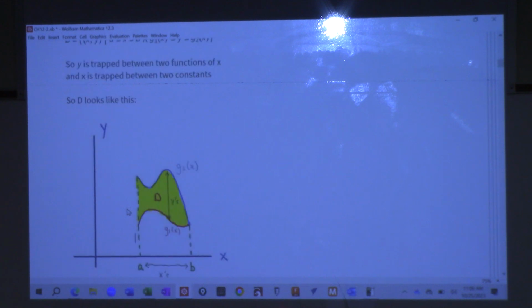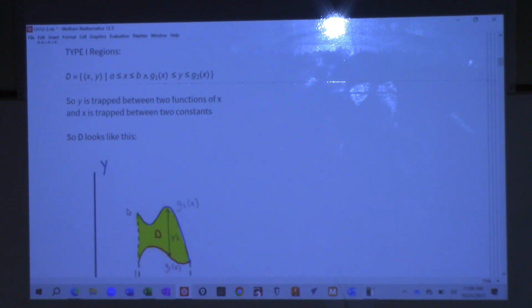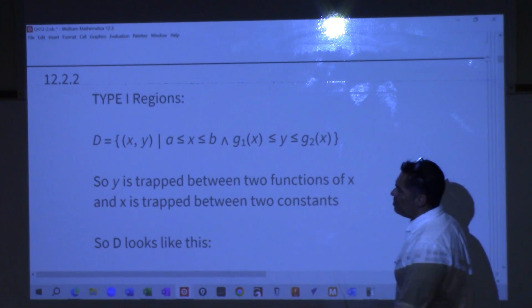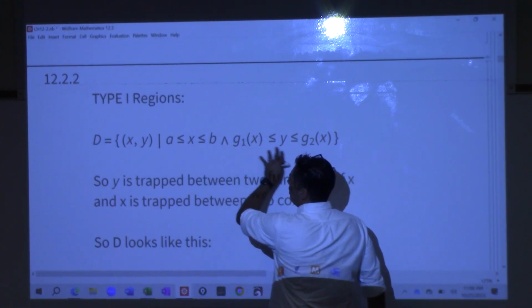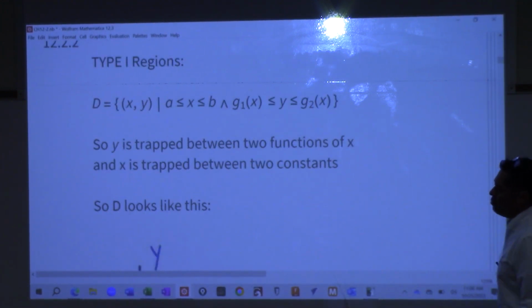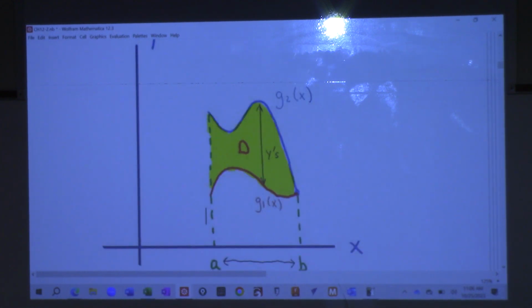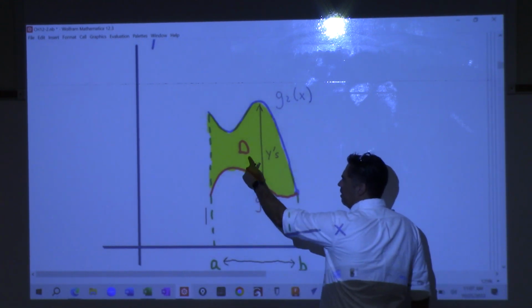So the first type of region we're going to look at is called a type 1 region. This is the way we define a type 1 region. But before I show you that, let me just show you what it looks like visually. It's not a rectangle, right? What you'll notice is that this region, which we're calling D, kind of like for domain, that's a D.